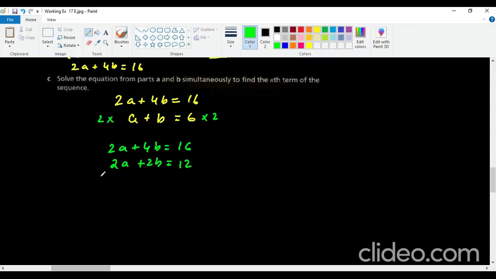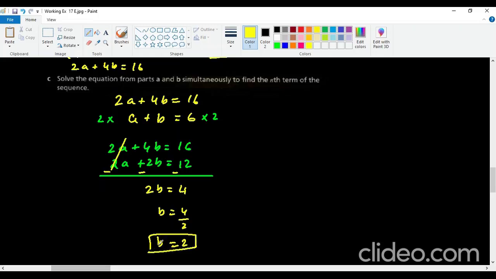Now we make a straight line and do the subtraction. Subtraction, subtraction, and 12 becomes a minus. So these two are going to be cancelled. 4 minus 2 is going to give us 2b equals 4. That means the value of b equals 2. When the value of b is 2, and in the first equation a plus b equals 6, the value of b is already given as 2. So a equals 6 minus 2. So the value of a is going to be 4. This is the answer for this last part.